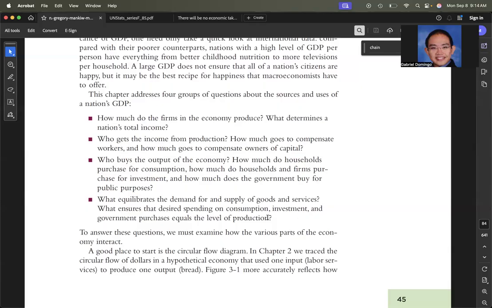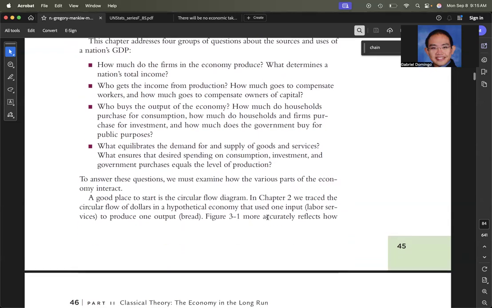Who buys the output? So how much do households purchase for consumption and how much do households and firms purchase for investment? And how much does the government buy for public purposes? So you'll notice that this third bullet is all about the expenditure side, C, I, and G, right? Which of the Y, how is the Y divided between labor and capital? That's the second bullet. And the third bullet is about how is Y divided into C, I, and G.